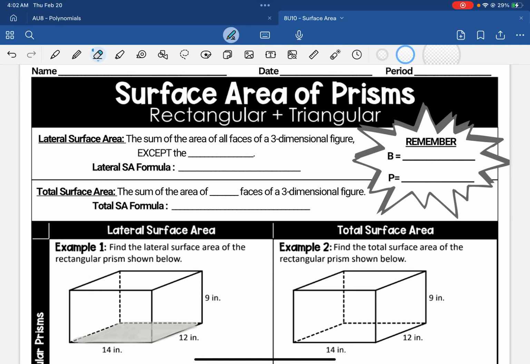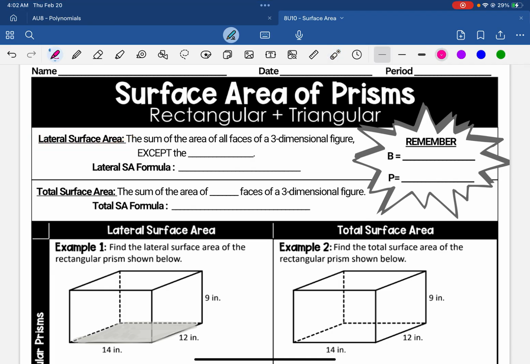Okay, today we're going to talk about the surface area of prisms. Surface area of prisms is going to be the covering, or finding the area, of all of the outside surfaces of a three-dimensional figure. So the first type of surface area we're going to talk about is lateral surface area.